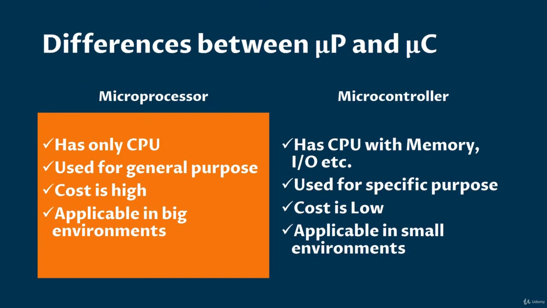Apart from it, it has many differences, like a microprocessor has only CPU, but in case of microcontroller, it has CPU with memory, input, output, timers, etc. The cost for a microprocessor is very high, whereas for microcontroller, it is of very low cost. Microprocessor is used in big environments where cost is not a concern. But microcontroller is used in small environments, sometimes standalone units, where cost is a significant thing to be concerned.